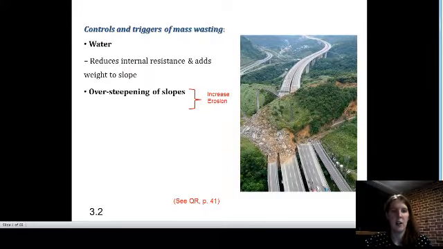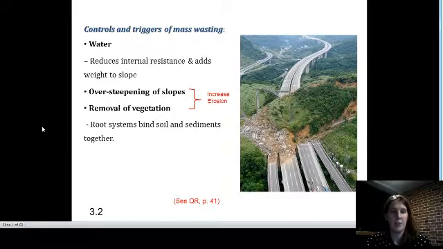Additionally, you can get an oversteepening of slopes. When you have an oversteepening of a slope, you can get increased erosion because the potential energy for those sediments to be moved downslope is much, much higher. It's a lot easier to move something down a very steep slope than a very gradual slope.